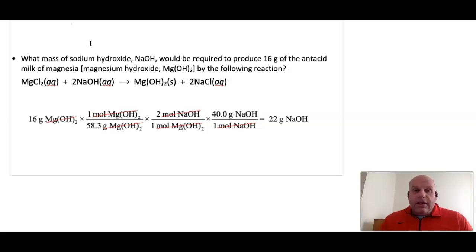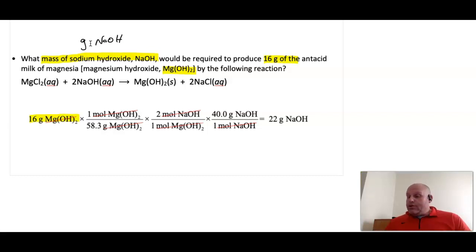As we have been doing all year, we always think about what is the problem asking for, what is the problem giving me. So in this case, this problem is asking for the mass of sodium hydroxide, NaOH. Okay, so I know that means grams of NaOH. And the number that I'm starting with, what's the problem giving me? The problem is giving me 16 grams of Mg(OH)2. Okay, so once again, there's only one number in the problem here, so there's only one place I can start. So I'm going to take my 16 grams of Mg(OH)2 and I'm going to start there.